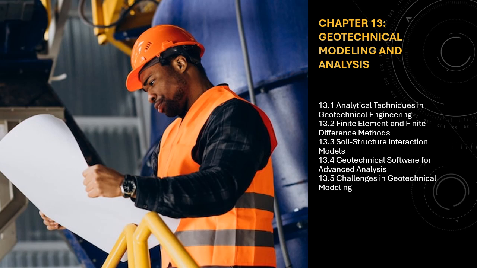13.5.3 Heterogeneous and anisotropic soil properties. Soil is not homogeneous. It is highly variable in both space and time. The physical properties of soil, such as density, stiffness, and permeability, can vary significantly across a site, and this variability can be difficult to model.